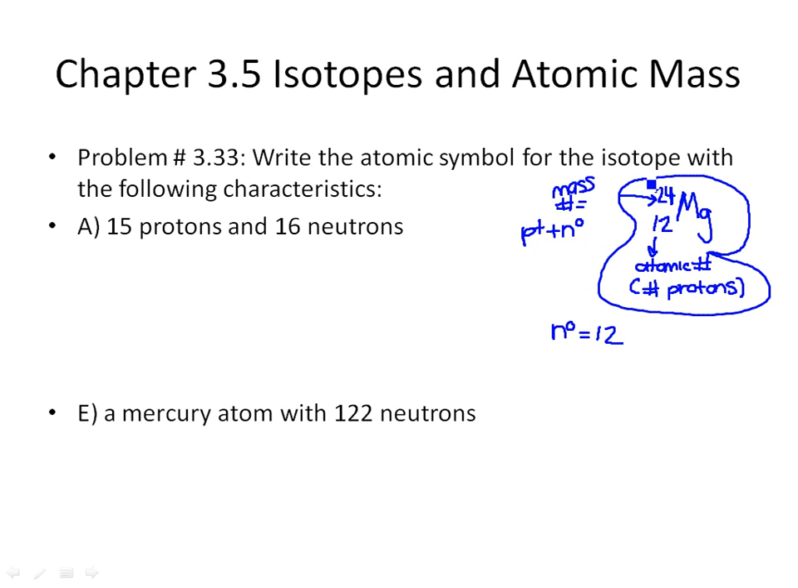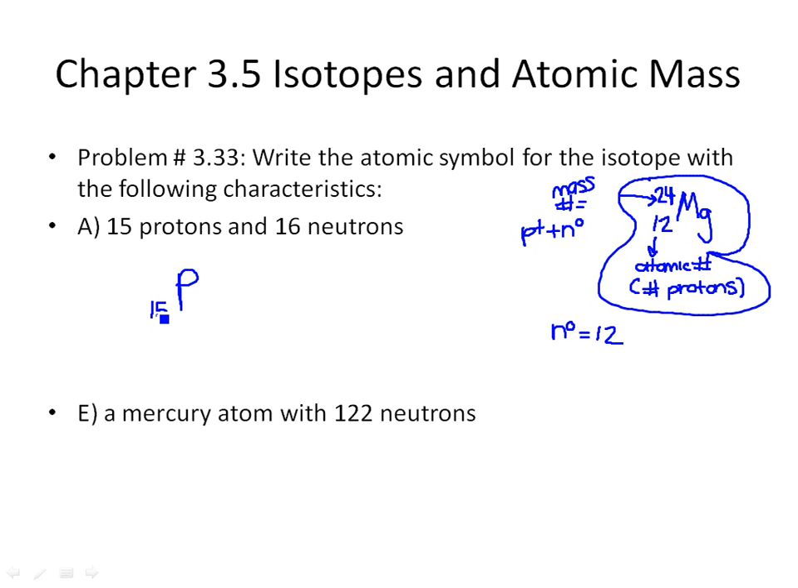Okay, from Mastering, the problem says, write the atomic symbol for the isotope with the following characteristics: 15 protons and 16 neutrons. The first thing you want to see here is that you have 15 protons. That automatically tells you that that is the atomic number for the element. So if you go and find 15 on your periodic table, it goes with phosphorus. So if everybody looks on their periodic table, you see atomic number is 15, so this is the number of protons as well.